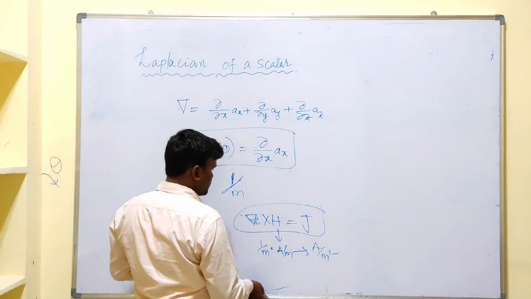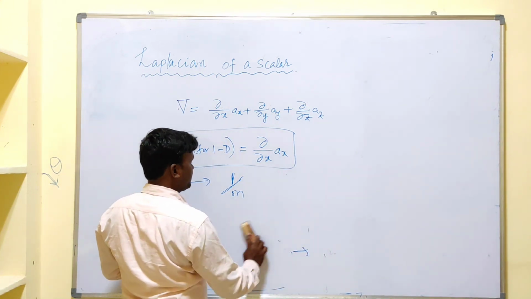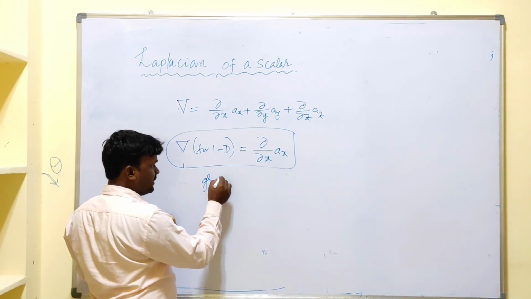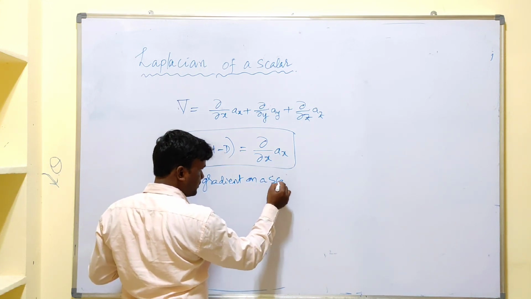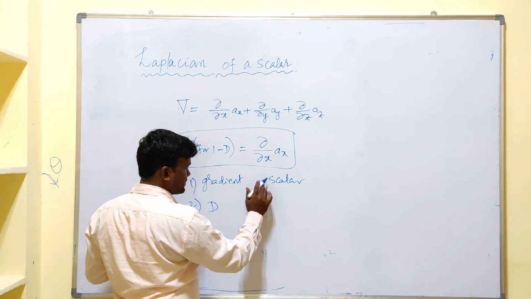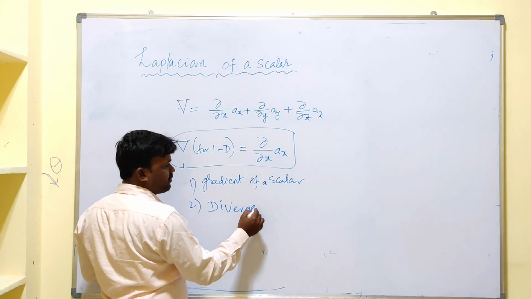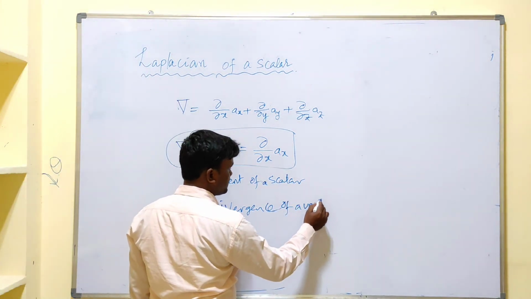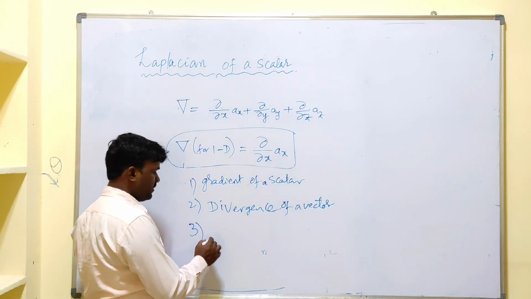Of course, Maxwell's equations are related to this del operator. Del can be operated as a gradient on a scalar, and second, as a divergence of a vector, which means the net flow from that vector. And the third one is the curl of a vector.